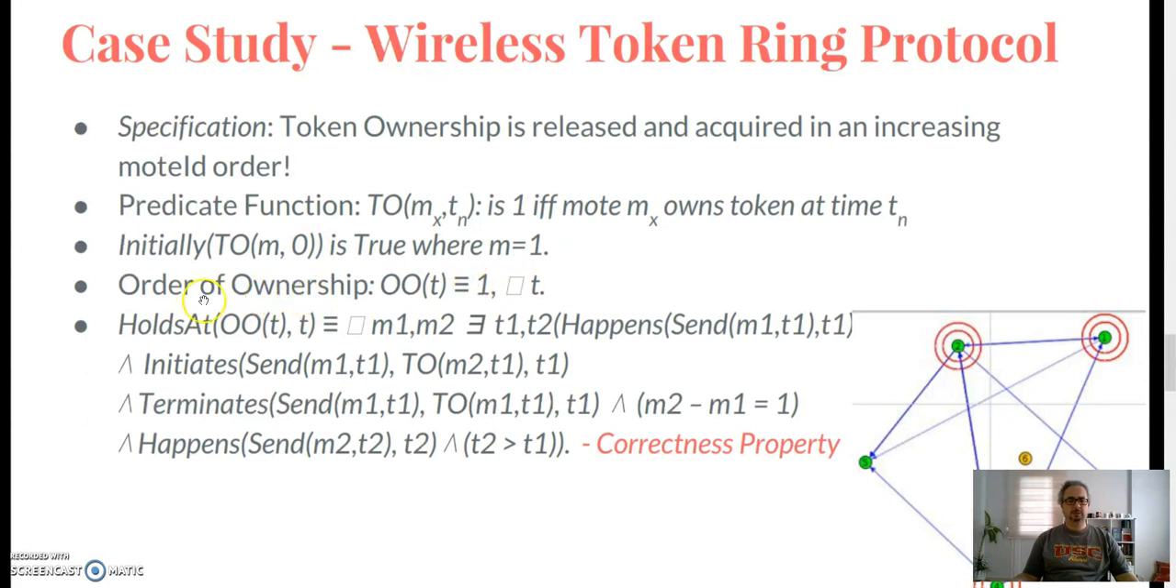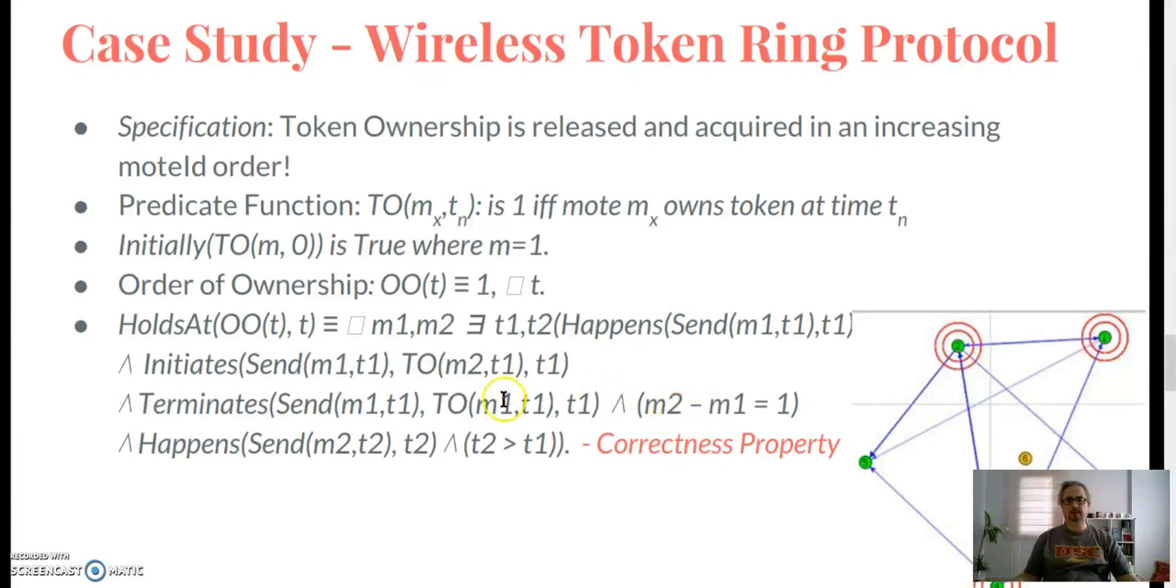And we will define another predicate function, order of ownership. We will assume that order of ownership is preserved at all times, so OT is always 1. And we will try to define a concrete correctness property such that it will help us to define EPL statements, event processing language statements that can be used in Esper. So this is the correctness property. It's a long one, I know, but you can see the details of it.